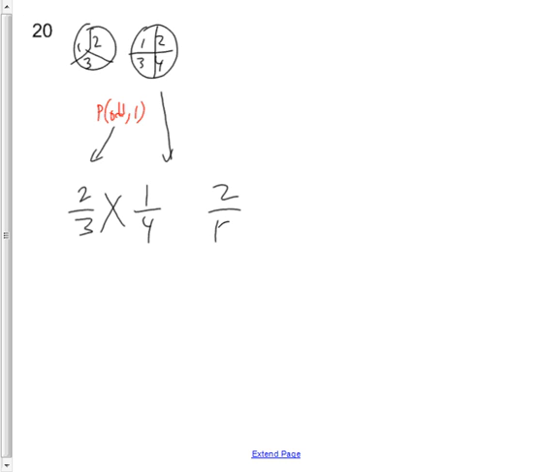Multiply those together, you get 2 chances out of 12, which in lowest terms is 1 chance out of 6, which as a percentage is 16.6 repeating percent, or roughly 16.7% approximately.